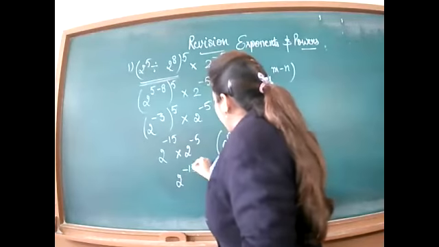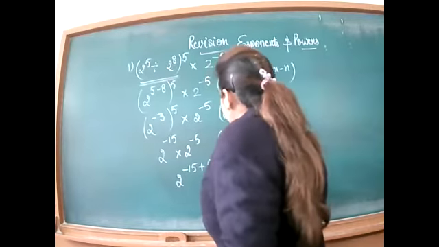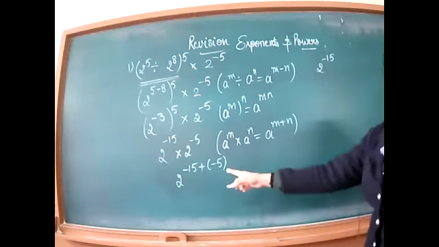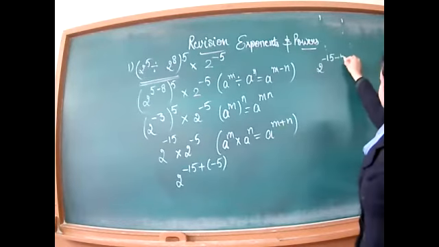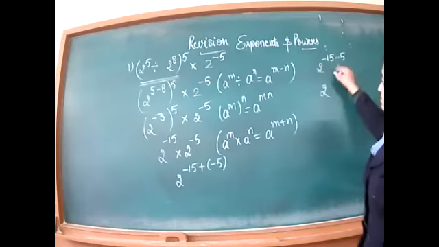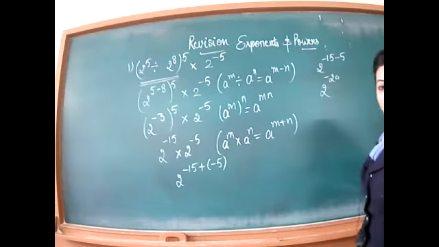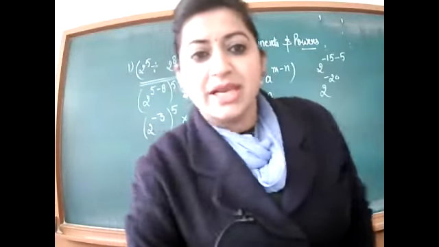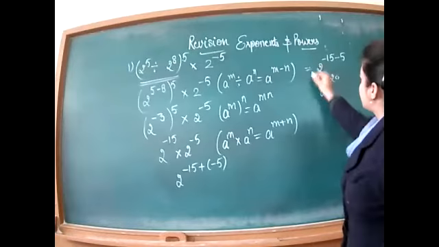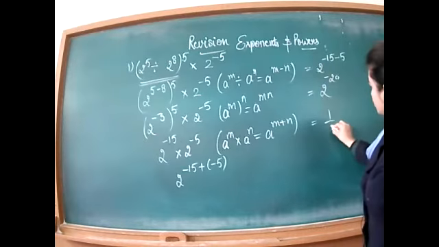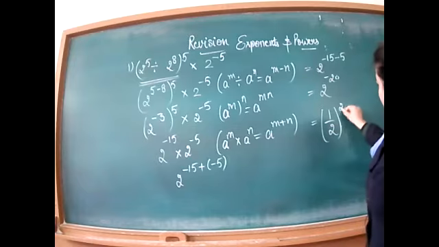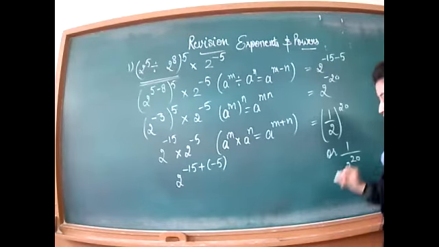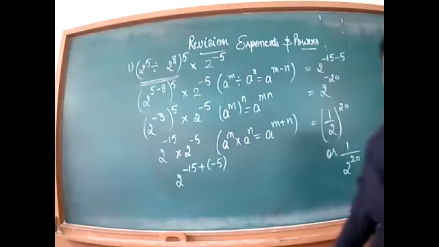So 2 raised to power minus 15 plus minus 5, that will be 2 raised to power minus 15 plus minus 5, and the plus sign will be of minus. Now, as you can see that the power is negative, you will take the reciprocal of the base to change the power to positive. So this is the answer, or you can write it like this. Both are correct.